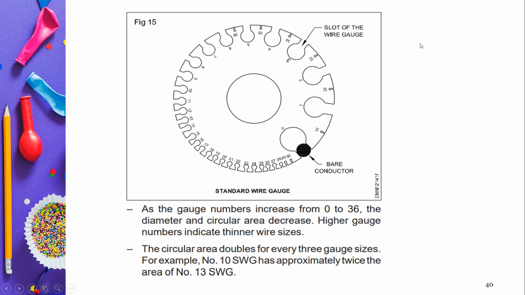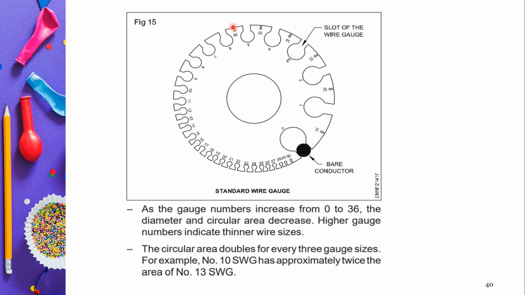How? See here. 0 standard wire gauge, 1 SWG. The gauge number increases from 0 to 36: 0, 1, 2, 3, 4, 5, 6, 7, going on up to 30. After 30, here 31, 32, 33, 34, 35, 36.